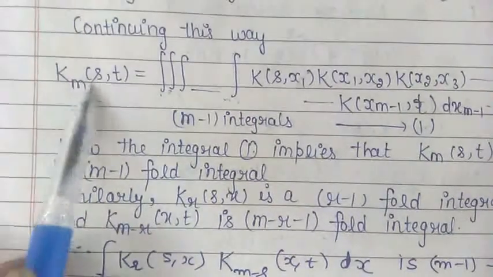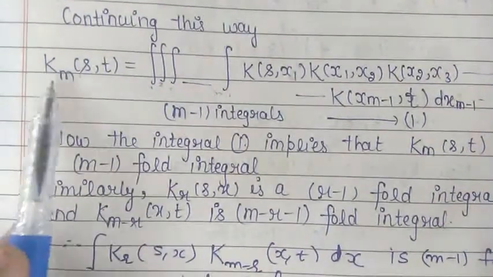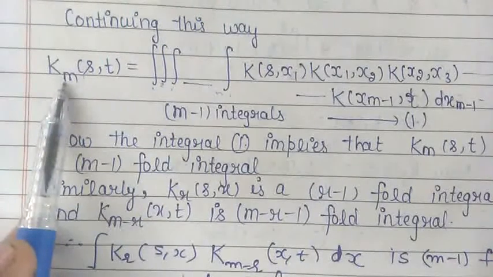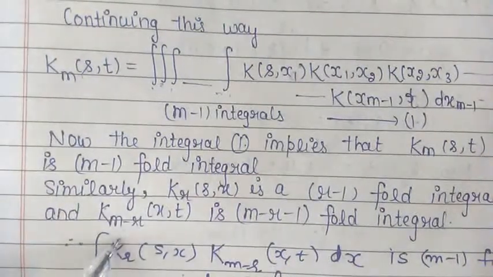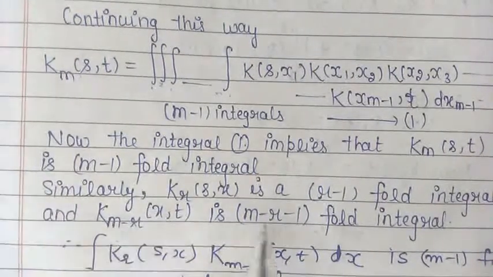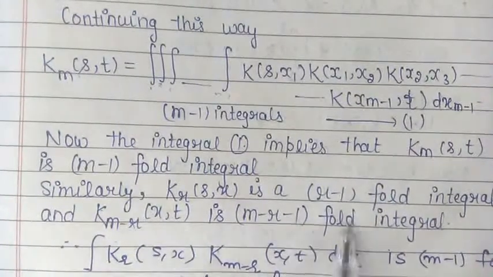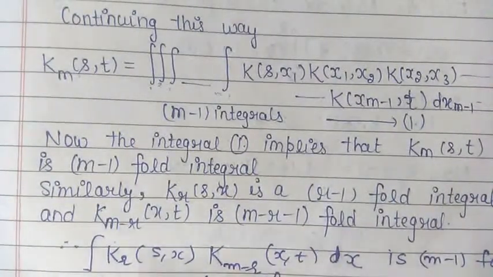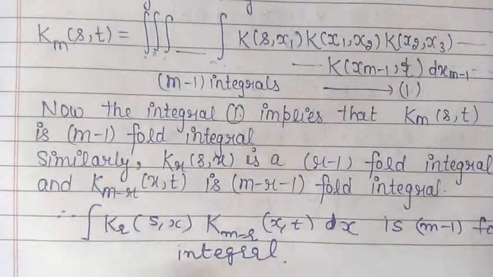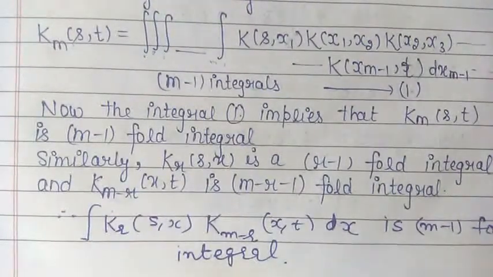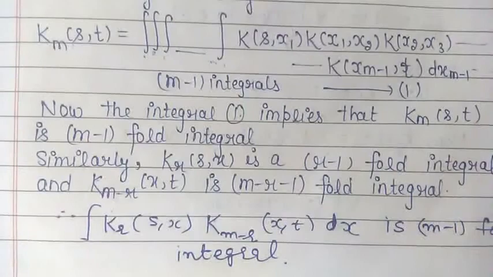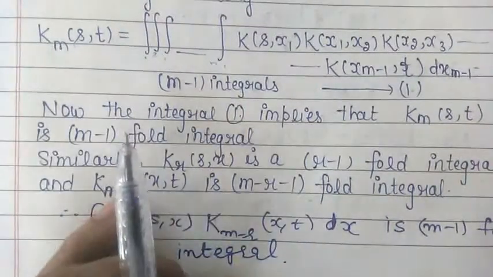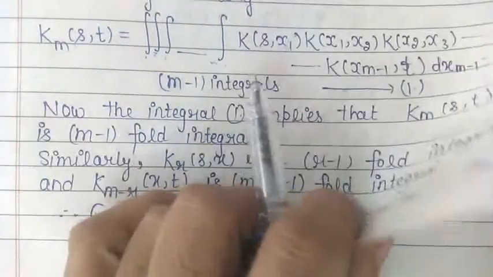And if we replace m by m minus r in the above equation, we can say that K_{m-r} is an (m minus r minus 1) fold integral. So this integral is an (m minus 1) fold integral. So the required result is proved. So this was one of the properties of the mth iterative kernel.